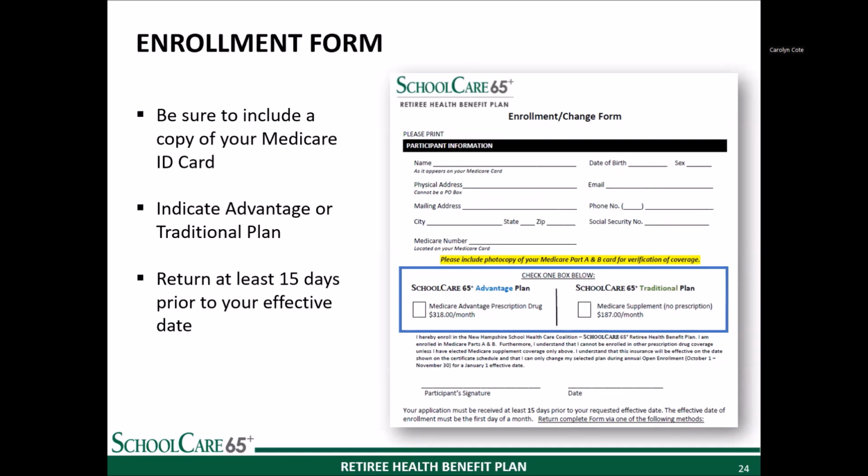When enrolling in either of the SchoolCare 65 Plus plans, you will need to provide a copy of your Medicare card showing coverage for both Medicare Parts A and B. Upon completion of the form, it should be signed, dated, and returned to SchoolCare at least 15 days prior to your requested effective date.